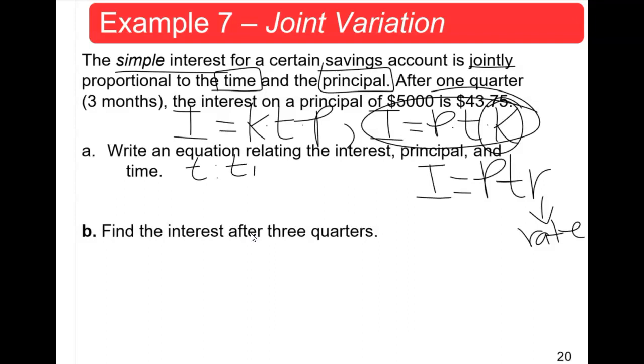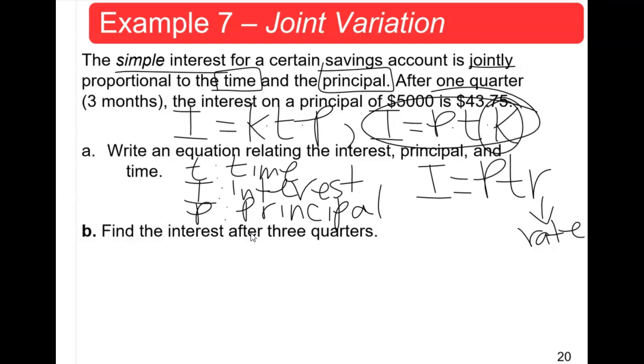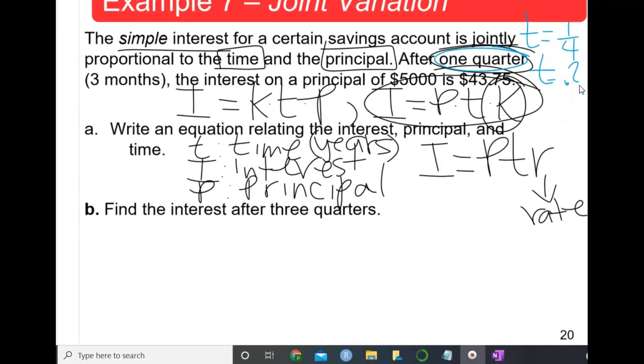So let's see. T is the time, capital I is the interest, the simple interest, and capital P will be the principal, which is the money that you put in at first. It says find the interest after 3 quarters. I forgot to state, time for these money problems is given in years. So after 1 quarter, that means that T is equal to 1/4, or we could also use T is equal to 0.25, because that is 1 quarter.